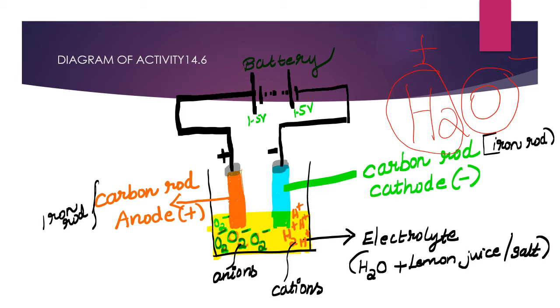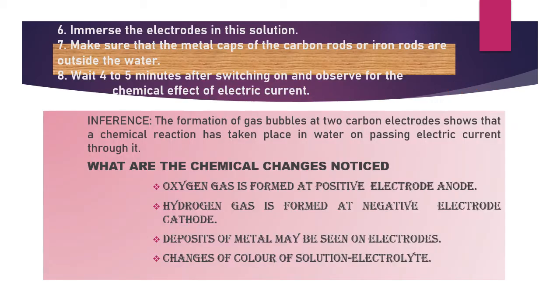This is activity 14.6. The same thing will happen if we use iron rods. Move to the next slide. Same thing I have written here, all the steps and the inference. What is inference? You read now. The formation of gas bubbles at the two carbon electrodes shows that a chemical reaction has taken place in water on passing the electricity. So how can you identify these chemical changes? By these four steps. You can identify them by these four steps.